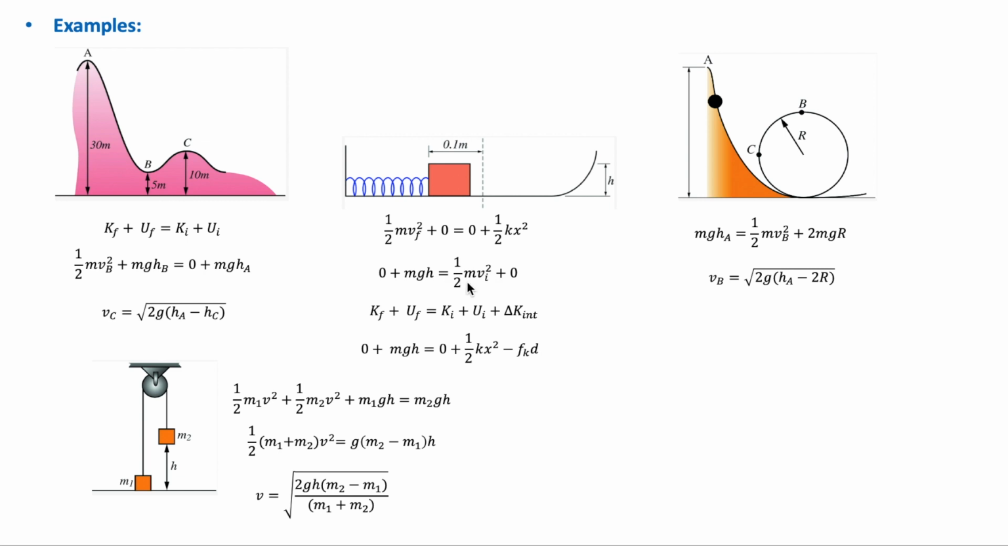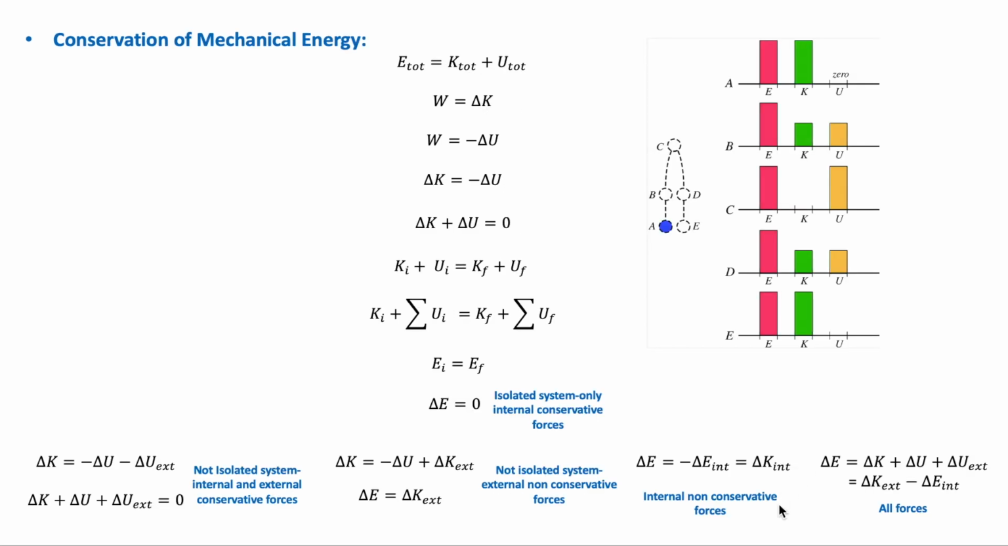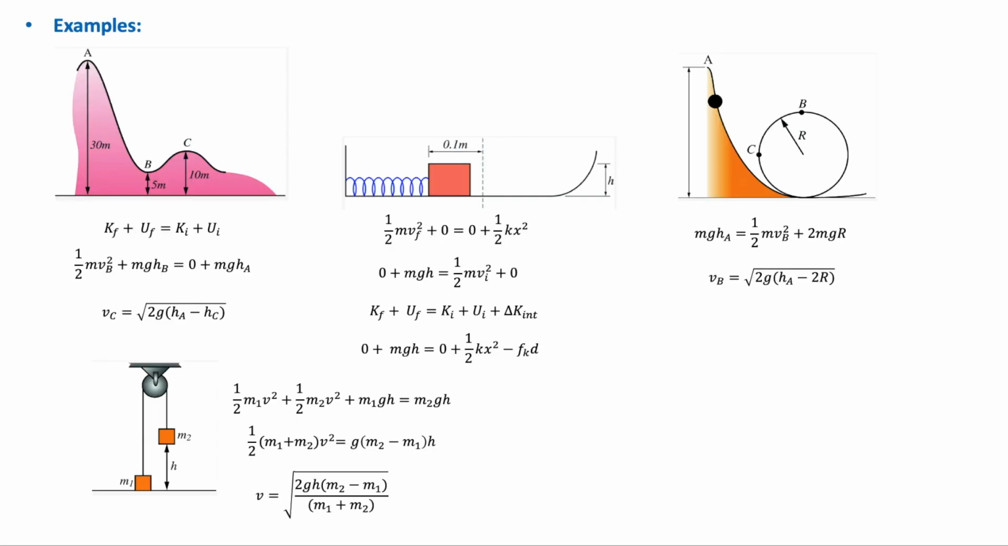So now let's suppose that there is friction along this horizontal track. So in this case, we cannot apply this equation, but we have to apply this equation here because we considered the system consisting of the block, spring, and the surface. So the friction would be an internal non-conservative force.